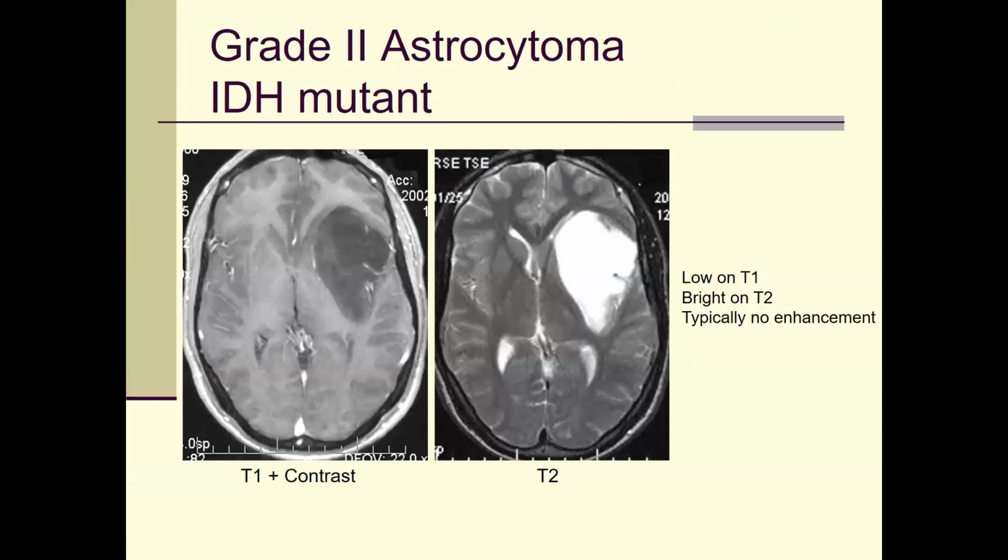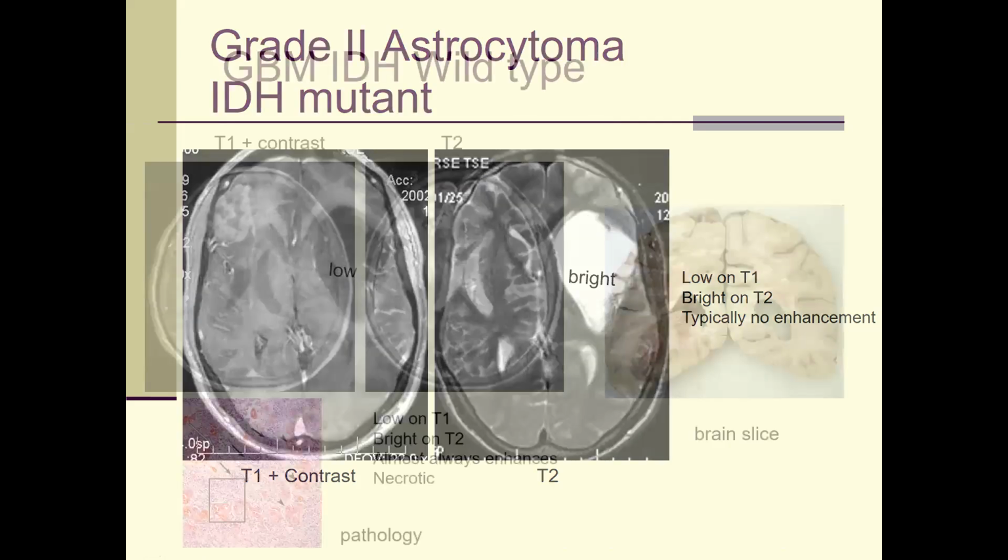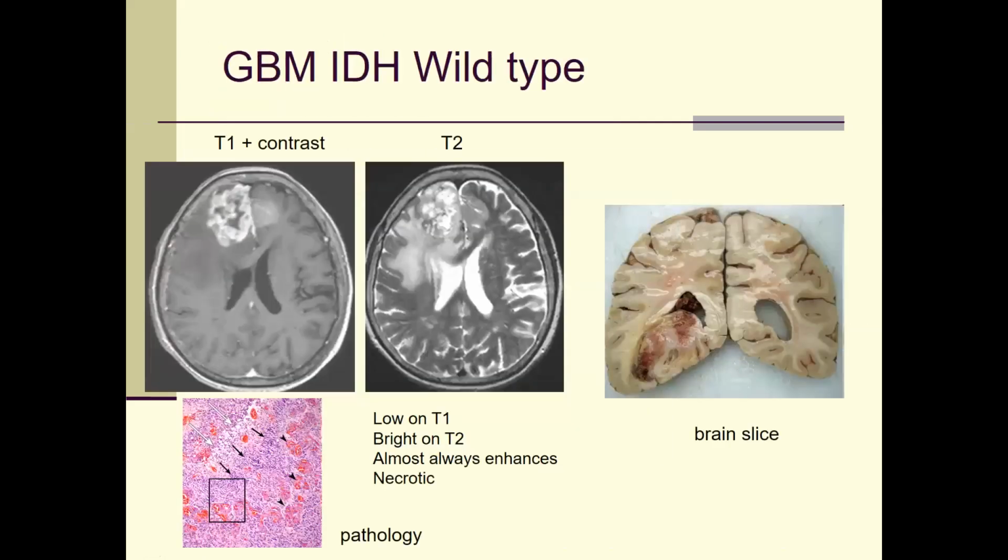So this used to be called low-grade glioma, but this is a grade 2 astrocytoma, IDH mutant tumor. So here's a T2 imaging, very well defined, no edema, very bright T2 signal, and then post contrast does not have any enhancement. So it's T2 bright and T1 low, and doesn't have enhancement. So that may be the characteristic features for the slow-growing tumor.